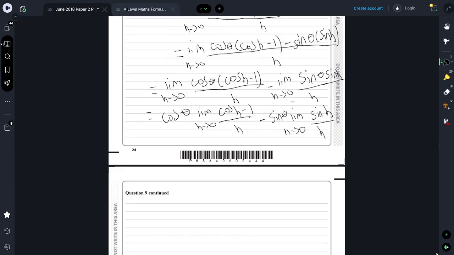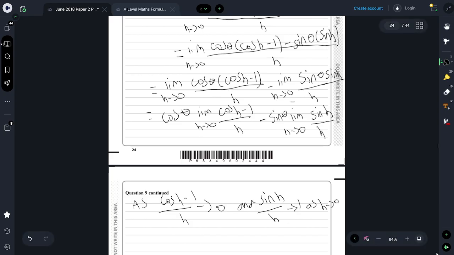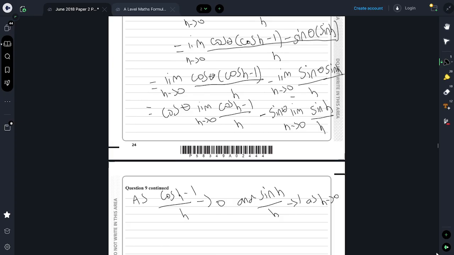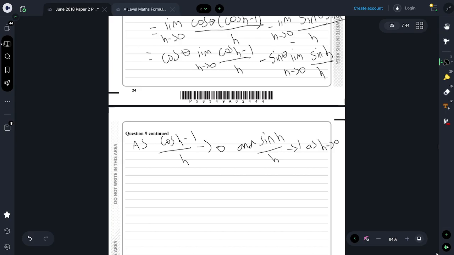And so we can use these rules. So as h tends to 0, cos h minus 1 over h tends to 0, and sine h over h tends to 1, which is what this is saying, right? The limit as h tends to 0. So what is happening as h goes to 0? What does this go to? That's all it's saying, and it's saying that this goes to 0 and 1. We can basically substitute this in.